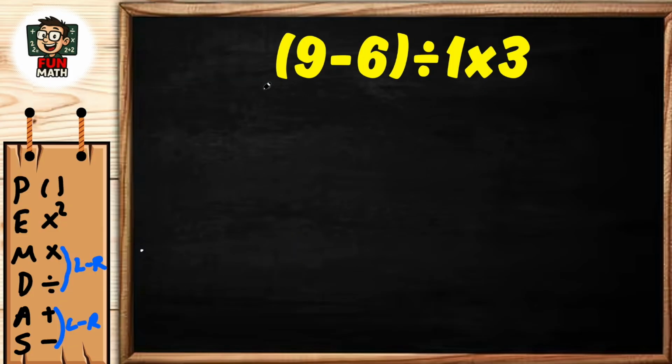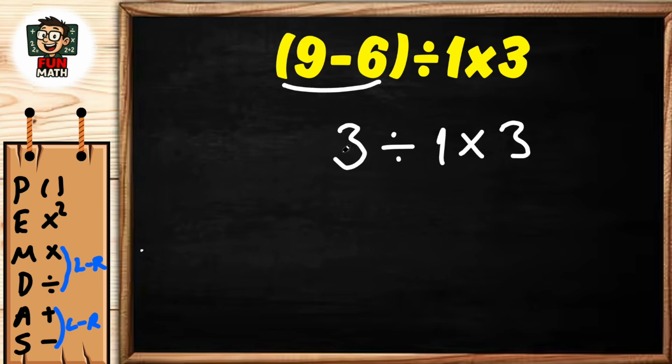First, we do the parentheses. 9 minus 6 equals 3. Now we have division and multiplication left. According to the rule, we work from left to right. Therefore, division is done. 3 divided by 1 equals 3. Last, we multiply. 3 times 3 equals 9.